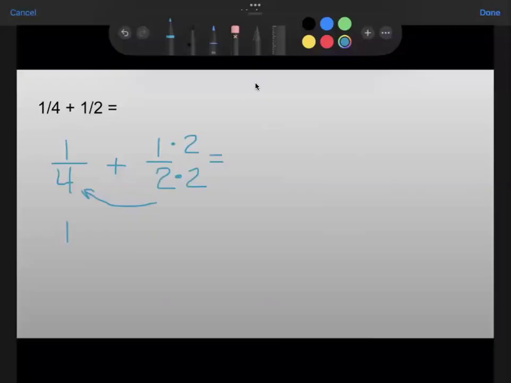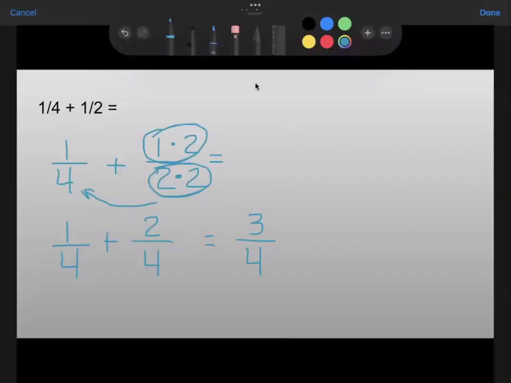So I'm going to keep that 1/4 the same. On the top here, I'm going to do 1 times 2, which is 2. And on the bottom, it would be 2 times 2, which is 4. So now if I was going to go ahead and add those together, that would give me 3/4. So the denominator stays the same. We don't actually add those together, but we do add the numerators together.